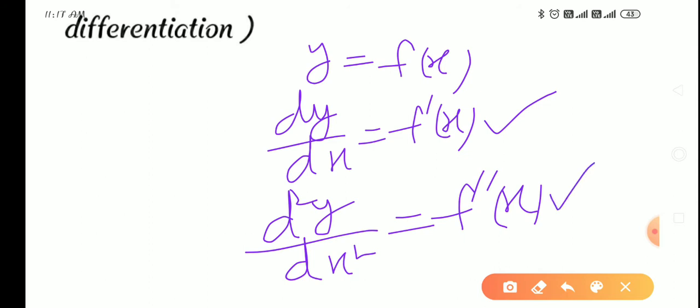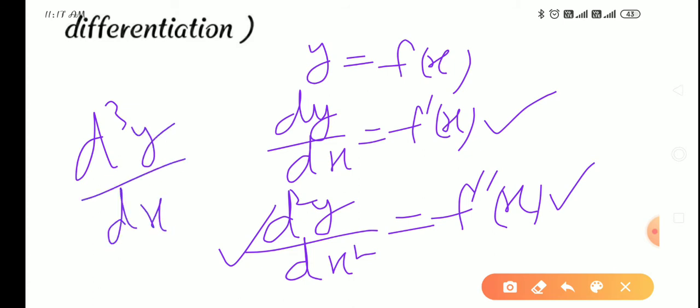It is called second derivative. d2y upon dx2 is called second derivative or derivative of second order. d3y upon dx3 will be the third derivative or derivative of third order, but it will be found when the second derivative is differentiable. Third derivative will be found when second derivative is differentiable. Second derivative will be found when first derivative is differentiable. I told already. So keep these things in mind.